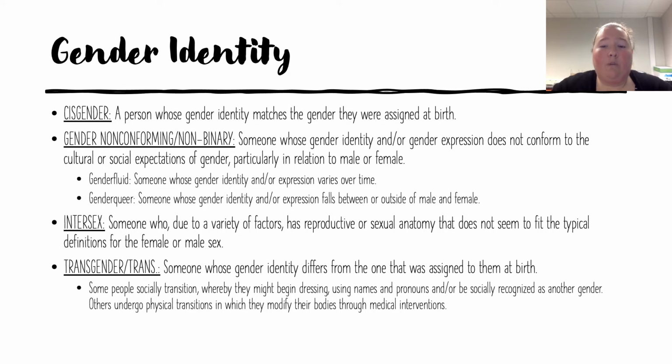A gender nonconforming or non-binary individual is someone whose gender does not align with male or female. Someone who labels themselves as gender fluid or gender queer likely expresses their gender as more feminine on some occasions and more masculine on other occasions. They're very fluid. They understand the fluidity of gender. Sometimes they feel more masculine, sometimes they feel more feminine, and that's okay.